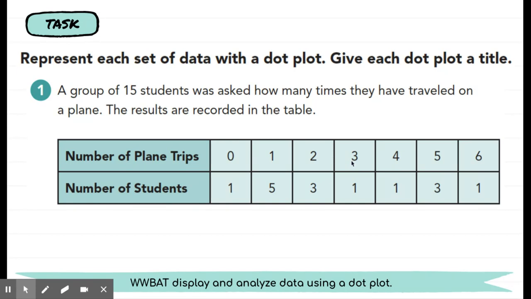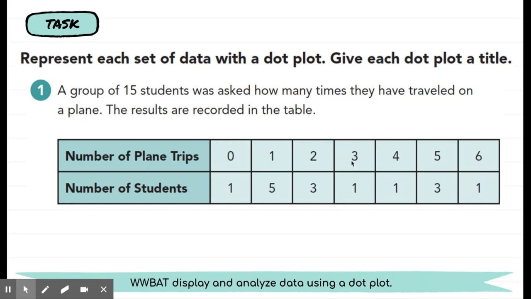So now it's your turn to represent this set of data with a dot plot, and don't forget to give your dot plot a title. You can do this on your paper or you can do it on a Google slide and then attach your file below. A group of 15 students was asked how many times they have traveled on a plane. The results are recorded in the table.